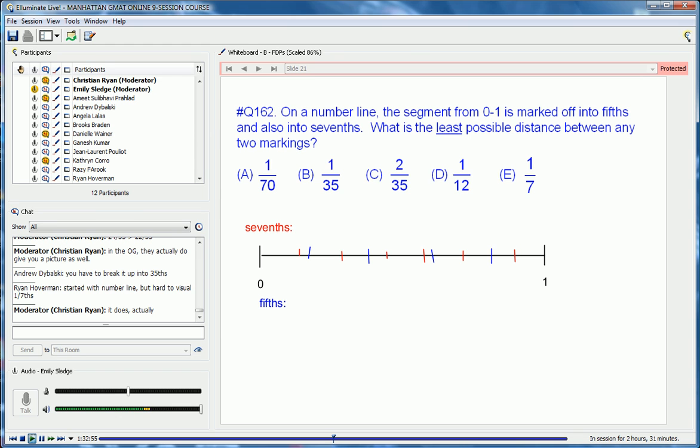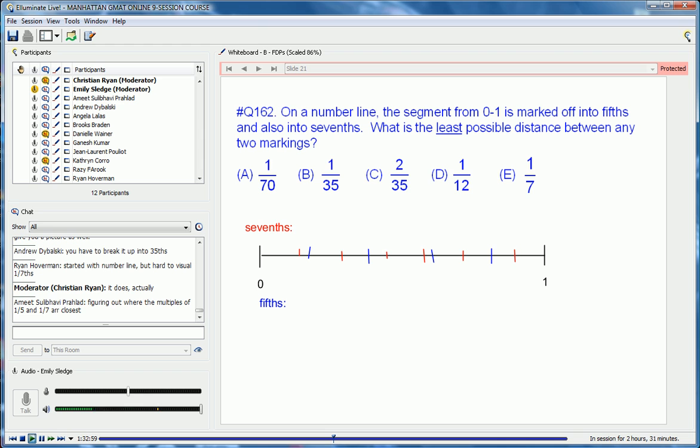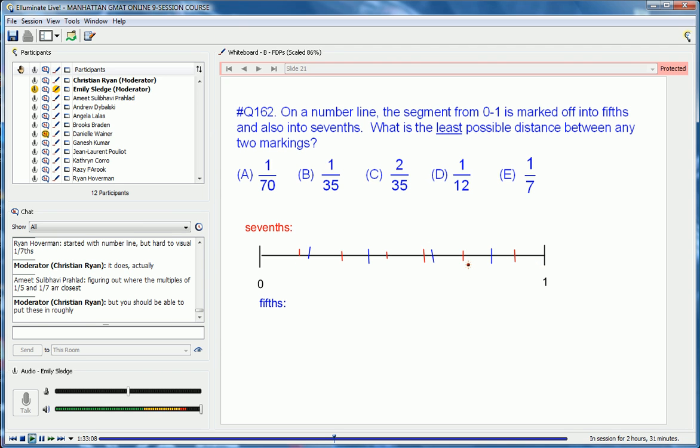It's tough to break it up evenly. I think I put my fifth markings, which are in blue, somewhat neatly and evenly spaced, but it's tough to put the sevenths where they ought to be. And if your picture's not exactly to scale, it's tough to know which of these are going to be closest. This one looks closest, but maybe that's just because I've drawn something else incorrectly.